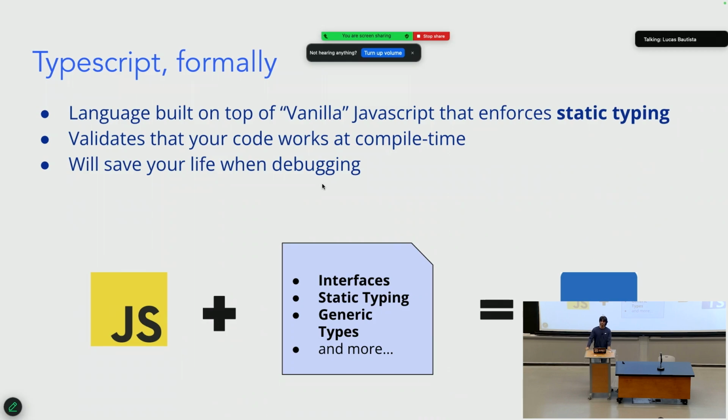And this will save your life when debugging, especially because JavaScript doesn't really give you many errors. For example, if you try to access some key in a dictionary that doesn't exist, you won't get a value or a key error as in Python. You'll just end up getting an undefined. And as these undefineds propagate throughout your program, it's very difficult to find where your original bug is.